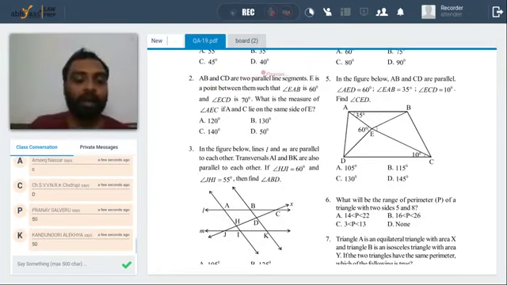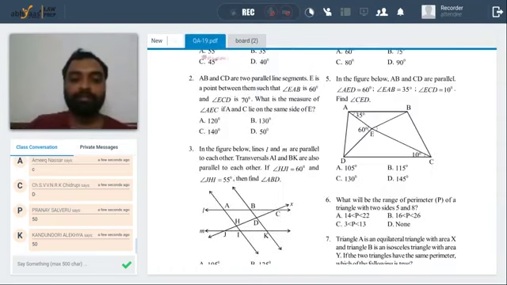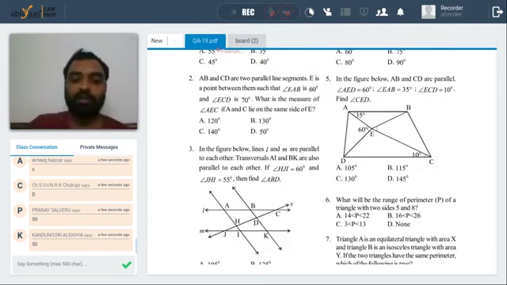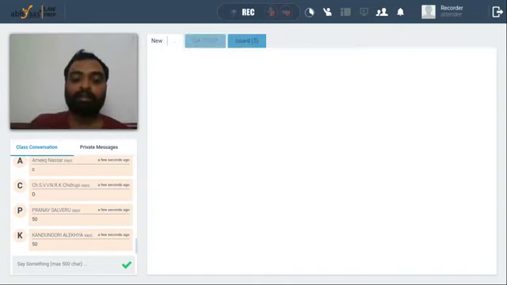AB and CD are two parallel line segments. I'm drawing it here. They are two parallel, A, B, here it is C, D. E is a point between them such that EAB is 60 degrees. There is a point here, EAB is 60 degrees. That means this one is 60 degrees. ECB, how much did he say? ECB is 70 degrees. That means they are definitely not equal.